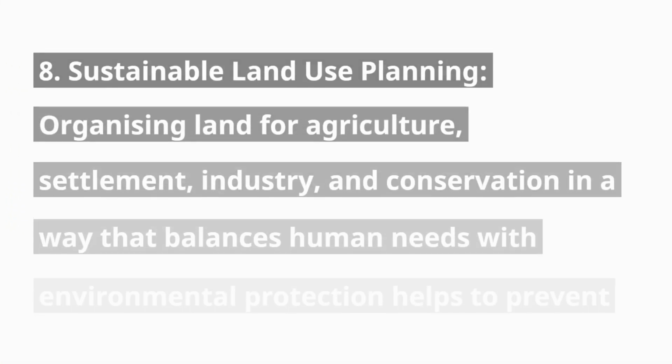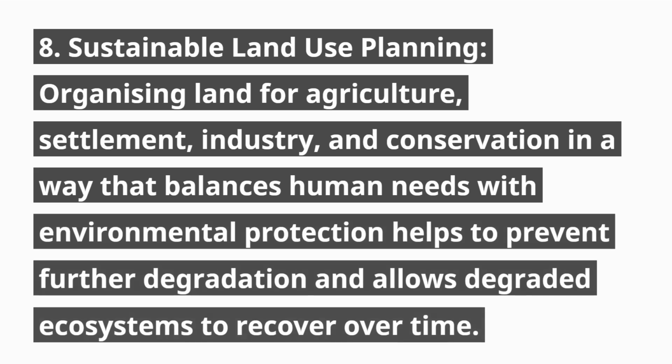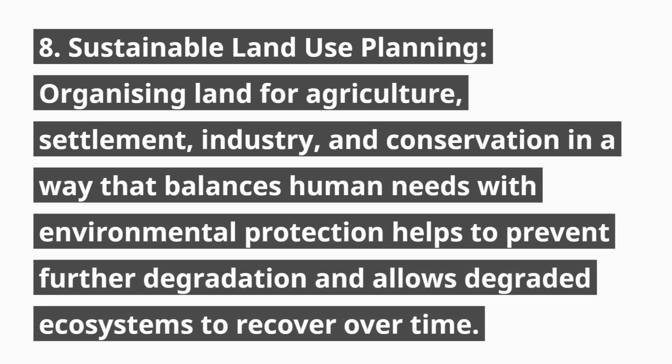8. Sustainable land use planning. Organizing land for agriculture, settlement, industry, and conservation in a way that balances human needs with environmental protection helps to prevent further degradation and allows degraded ecosystems to recover over time.